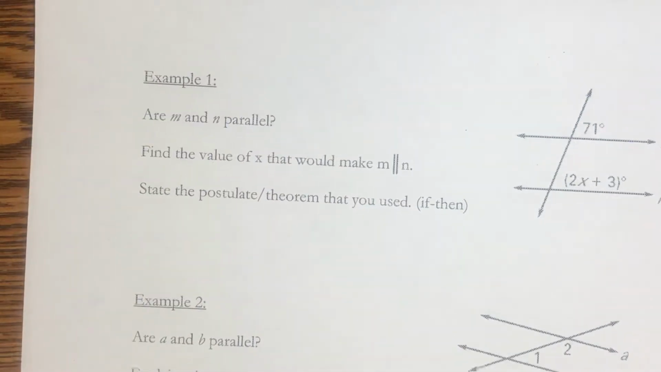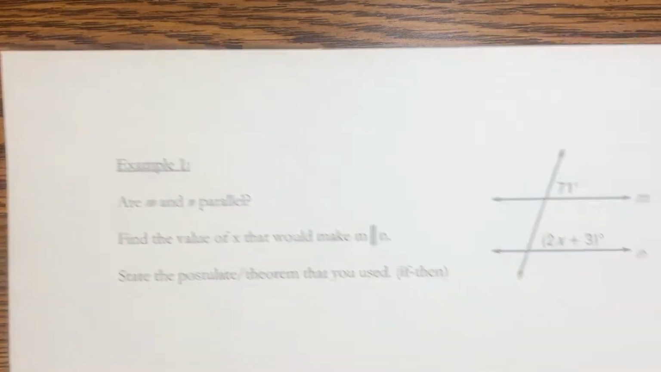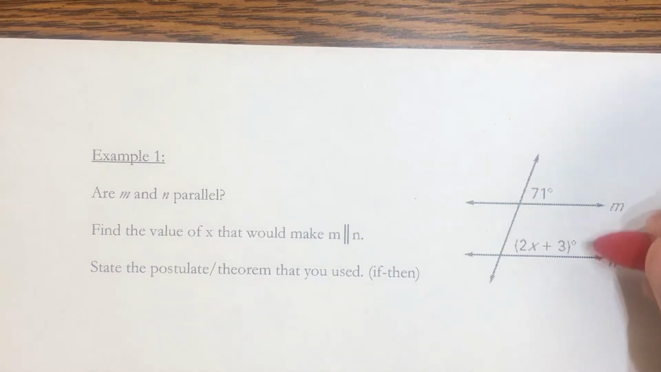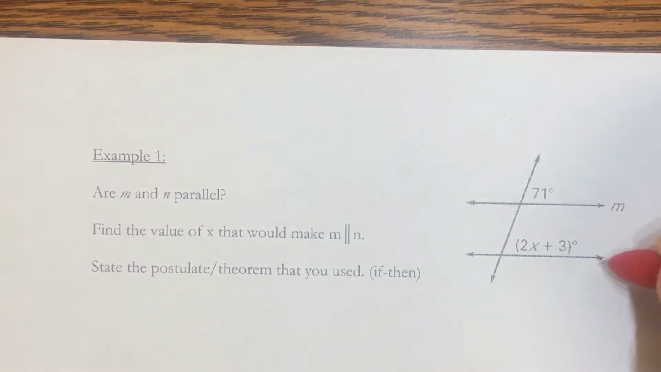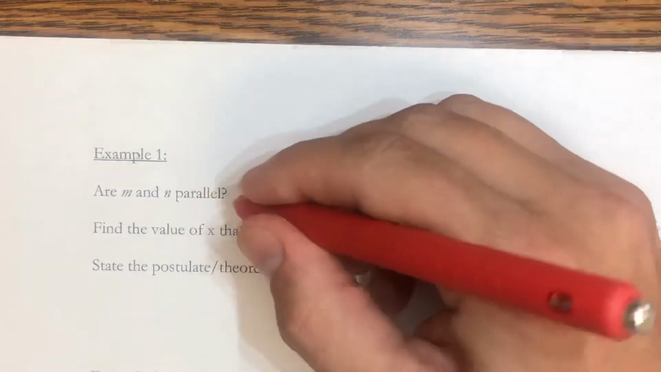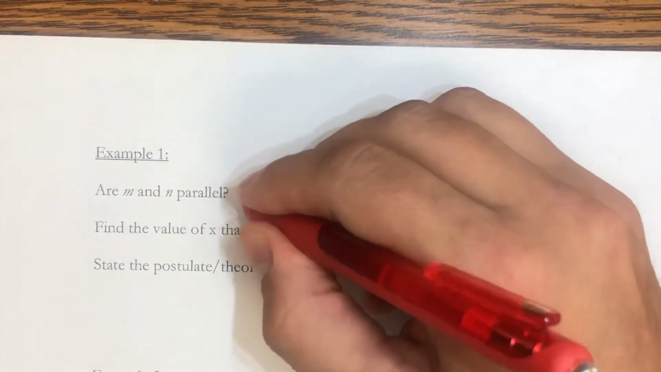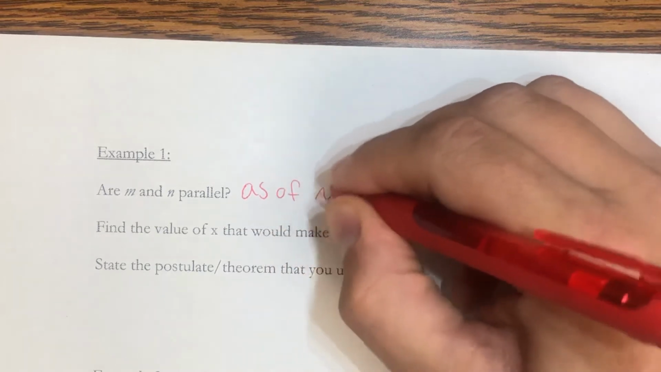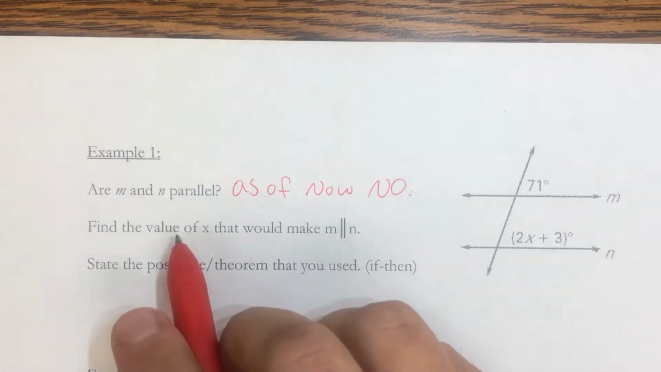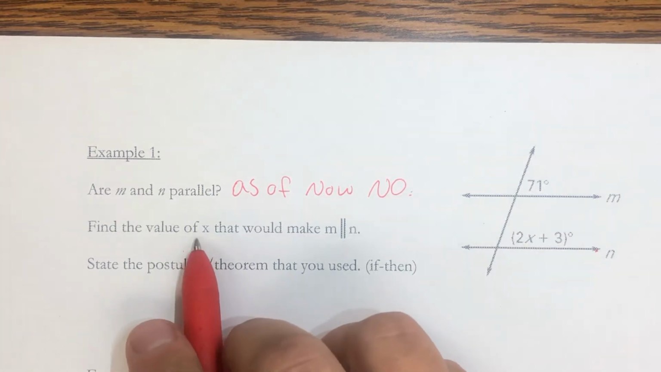So the question states, based off what we see, are M and N parallel? Well, I guess they kind of look like it, but I don't know. There's no parallel sign here. These two angles are corresponding and they're not necessarily congruent. So as of now, no, they aren't. But is there a value of x that would make them parallel?